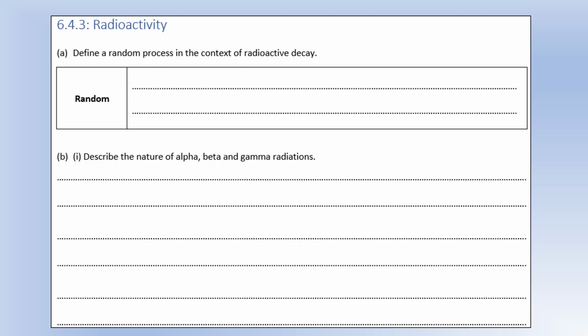All right, so let's start off by defining the word random in the context of radioactive decay. Because what it means is that the time at which a particle would decay cannot be predicted, and there's nothing you can do to change the probability of it occurring. Okay, so that's what we mean by random. There is no way of influencing when it will decay at all. So we just have to use statistics to model it instead.